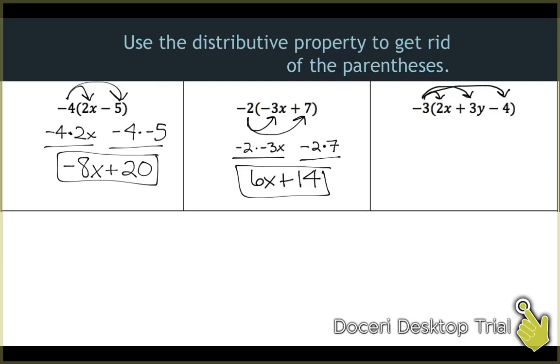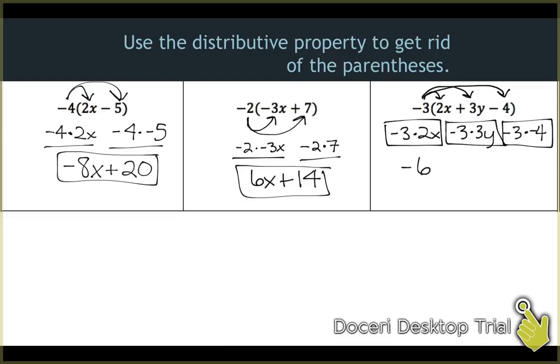Alright, let's see how this looks. Negative 3 times 2x, and then negative 3 times 3y, and then negative 3 times negative 4. So we have 3 different terms that we have to solve, right? Negative 3 times 2x would be negative 6x. And then negative 3 times 3y would give me negative 9y. And now negative 3 times negative 4 would give me a positive 12. And so I've just put them together, and that is my equivalent expression with the fewest terms.